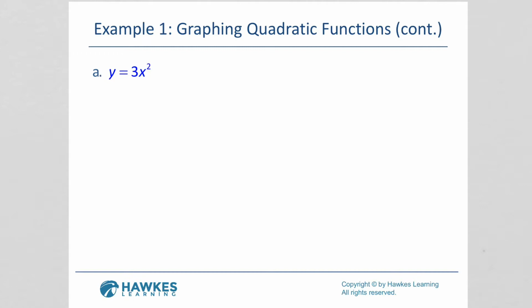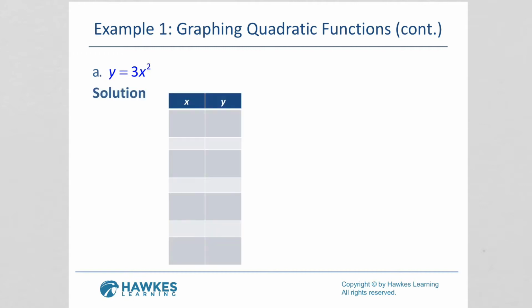1a, y equals 3x squared. Here for our solutions, we are going to choose the following x values: -4/3, -1, -1/2, 0, 1/2, 1, and 4/3. And we're just going to plug those values of x in and get our yielding y.